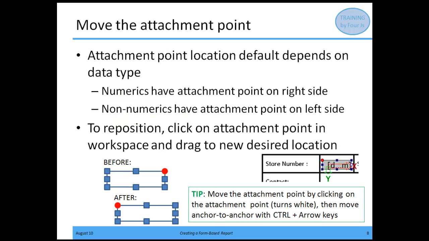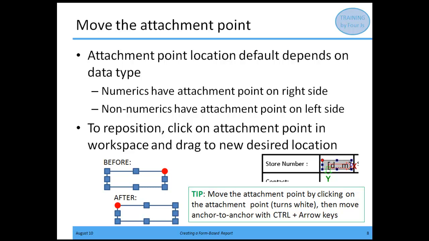Now the default location of an attachment point, the attachment point being that point that specifies exactly where this X and Y axis are attaching this object to your report. The attachment point location default is going to depend upon the data type. Numerics have the attachment point on the right side, while non-numerics have an attachment point on the left side.